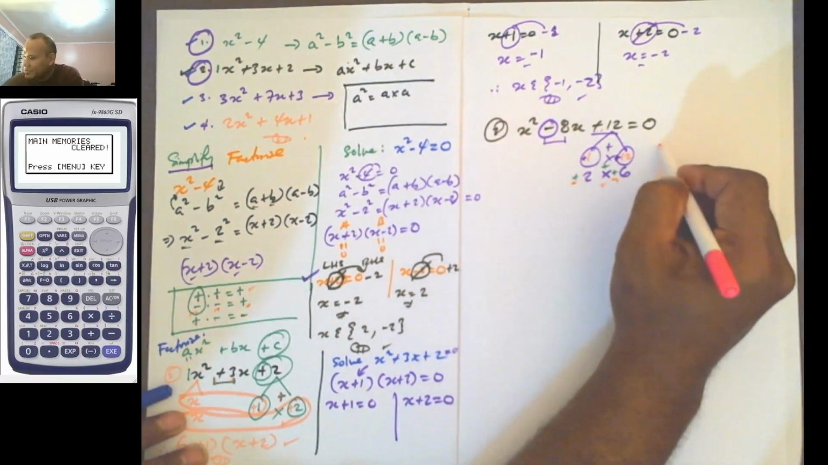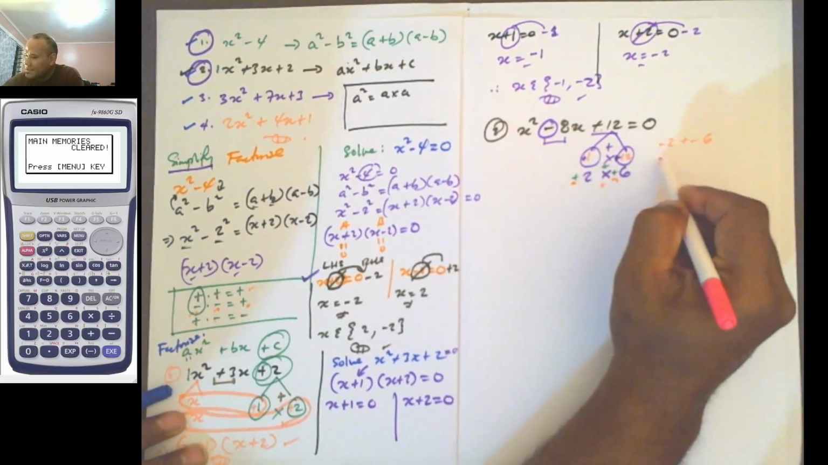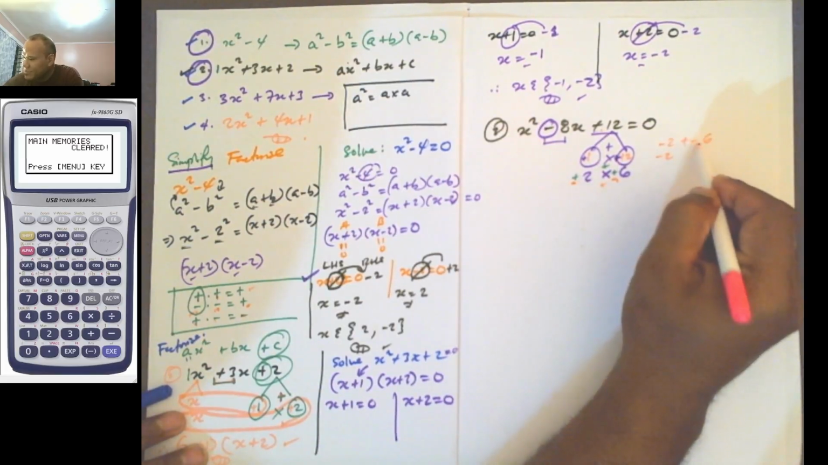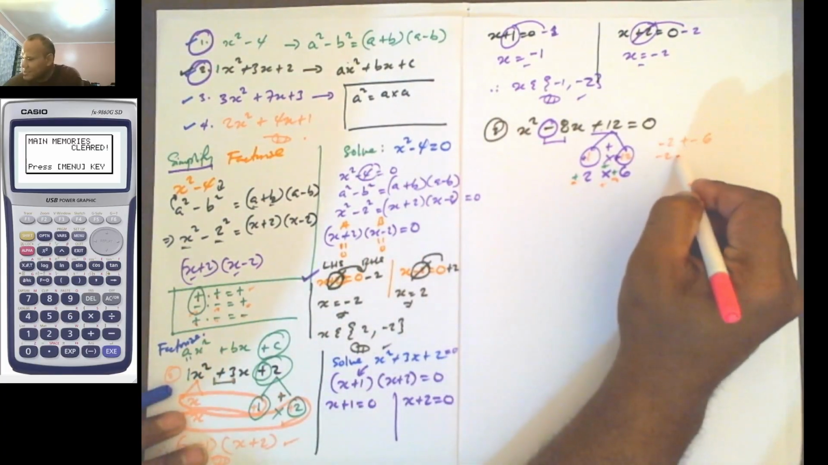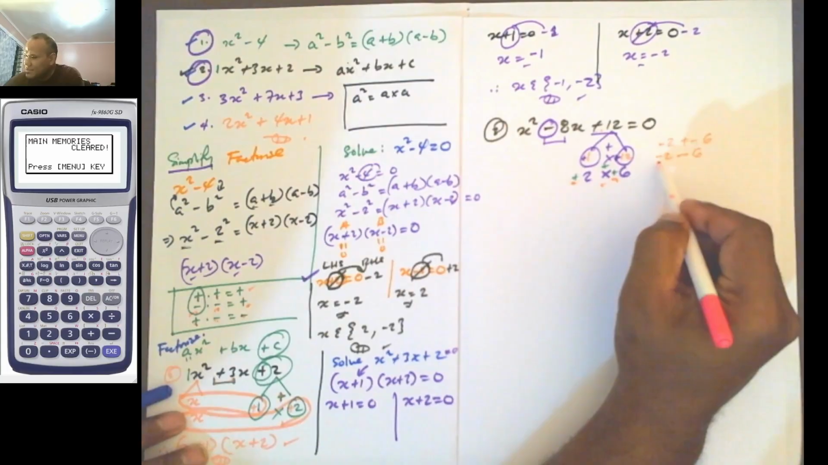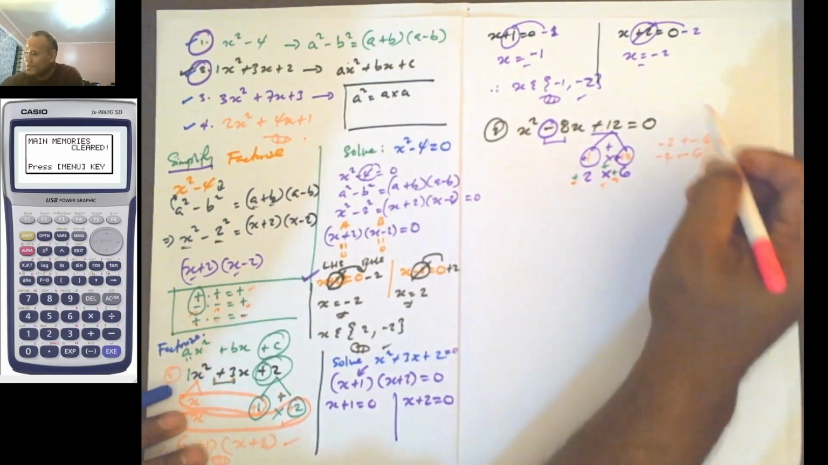So negative 2 plus negative 6. Positive times negative is negative, so I can say this is negative 6. So negative 2, negative 6.